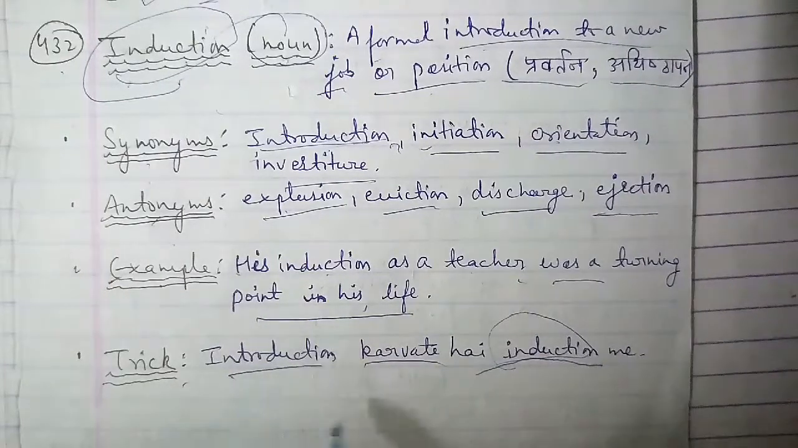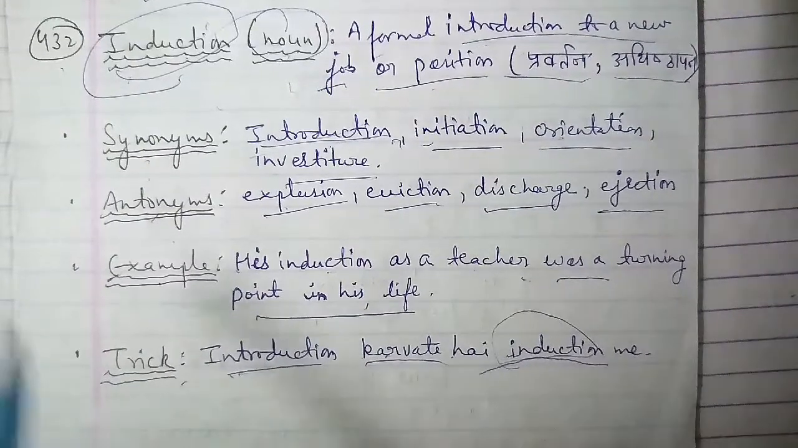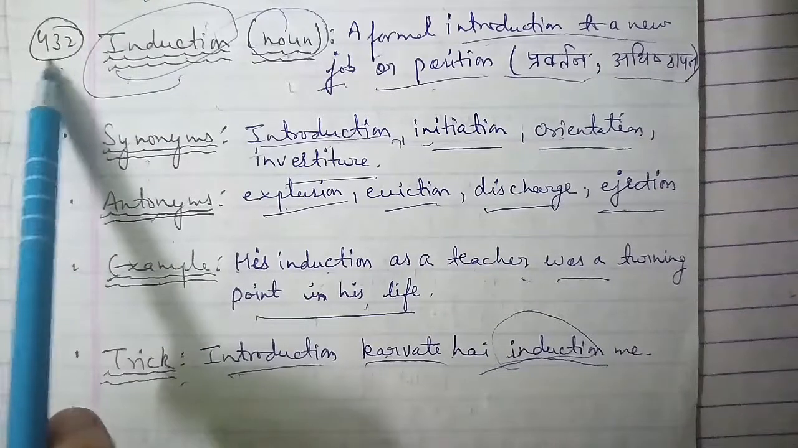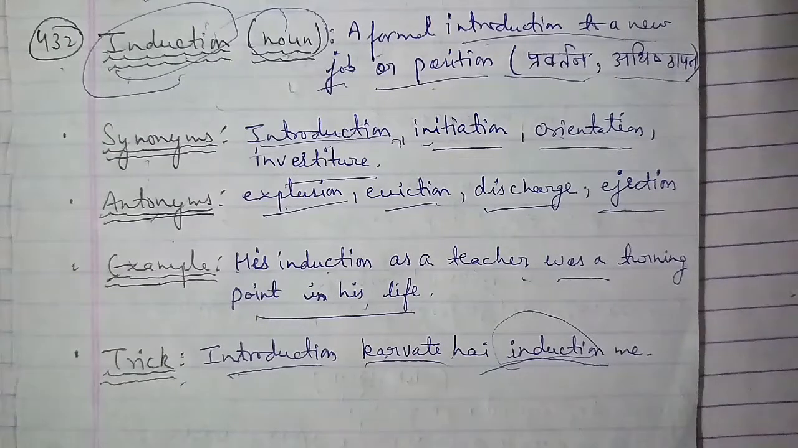The next word is the 433rd word, and the word is opacity. Opacity is a word that is used as noun, and the meaning of opacity is the quality of being obscure in meaning, that is aspashta. The synonyms of opacity are obscurity, enigma, obtuseness, vagueness. These were the synonyms of opacity here.